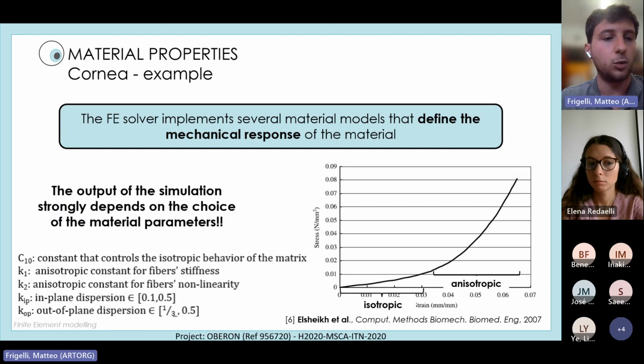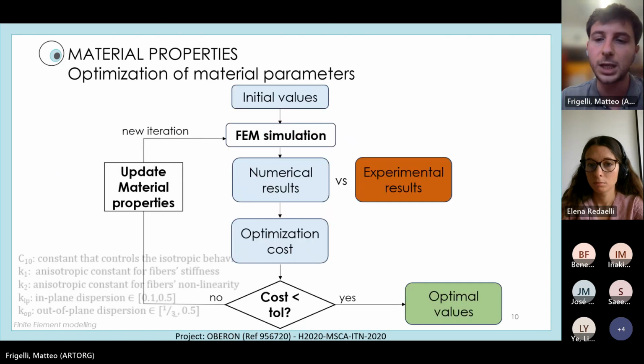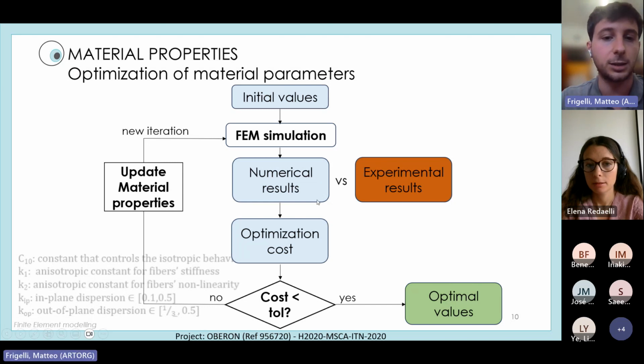So how do we know which parameters have to be implemented in the solver? Because of course, changing these numbers will really change the solution. So the question here is, how do we really get to the right parameters in these simulations to actually go as close as possible to the reality? An option here given by FE is to optimize for these material parameters. So it is to retrieve these parameters by comparing the numerical results we obtain from the simulation to some experimental results, and changing the parameters iteration by iteration in order to get the ones that minimize the optimization cost.